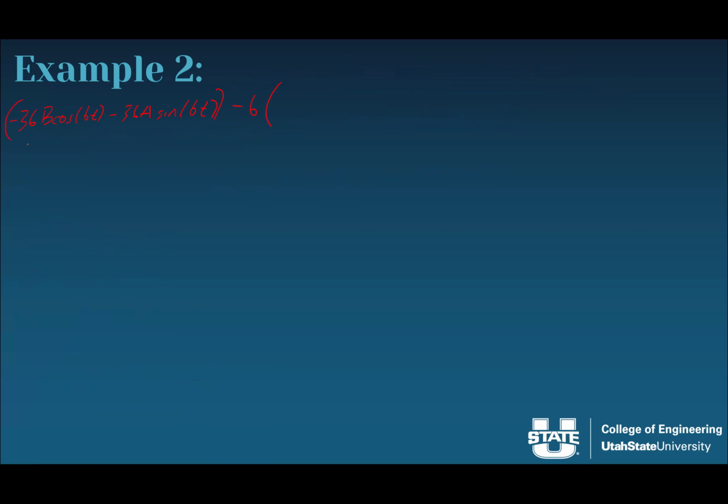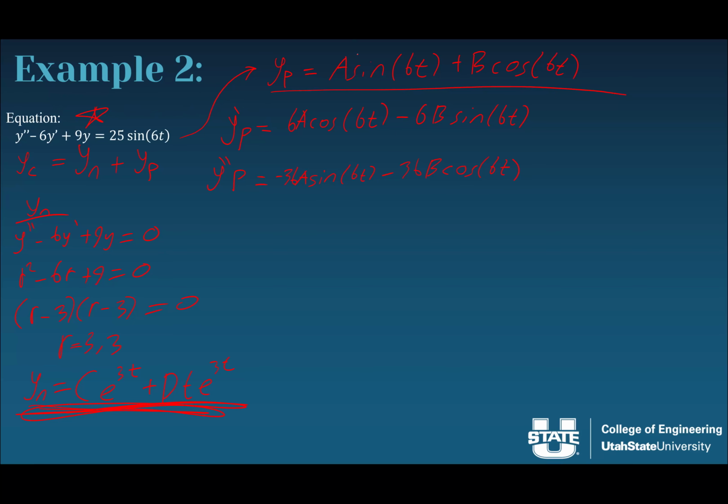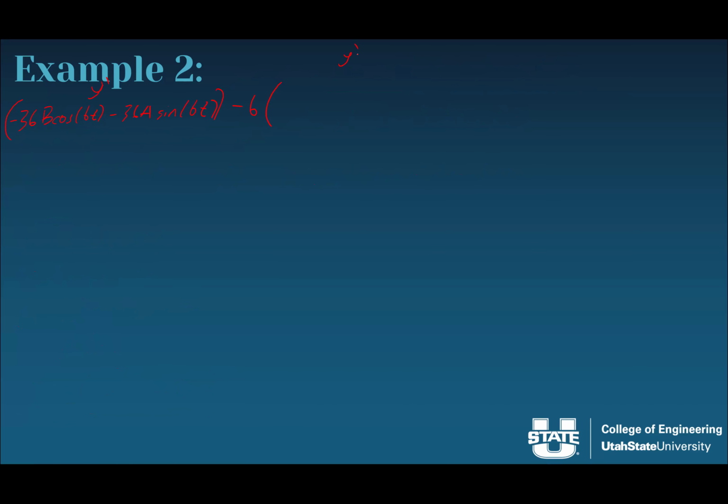And then we're going to have minus 6. So this was our y double prime right there. So now we have our y prime. That's going to be minus 6, look back over here, 6a cosine of 6t minus 6b sine of 6t.